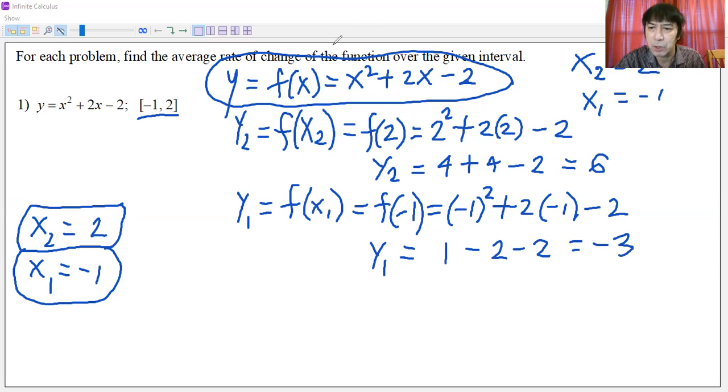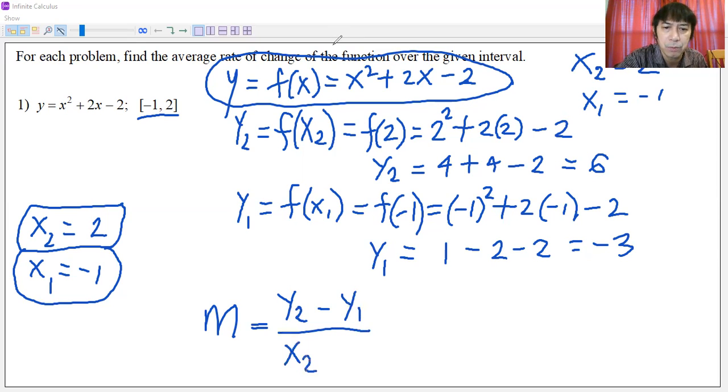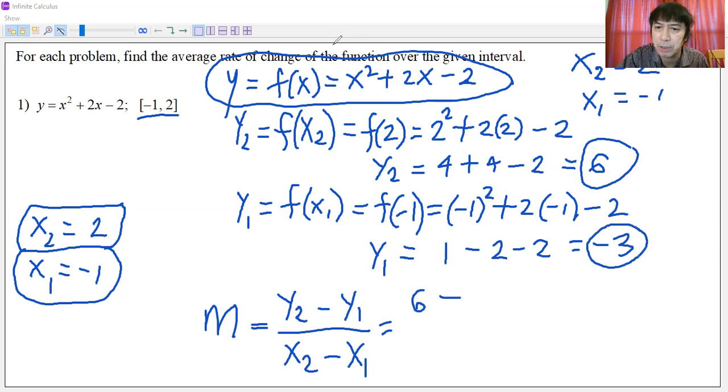So we're now going to use the slope formula for the average rate of change, which is y2 minus y1 over x2 minus x1. y2 is here, 6, minus, get your y1. Your y1 is -3. So after the minus in the formula, we write -3 there, because that's the y1, and this is divided by x2 minus x1.